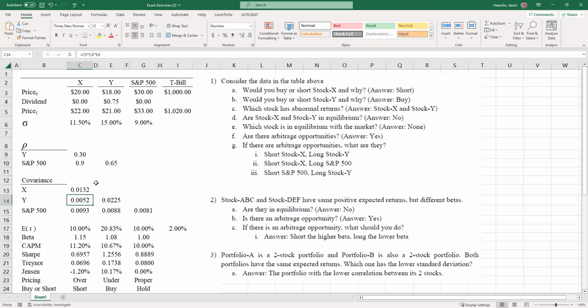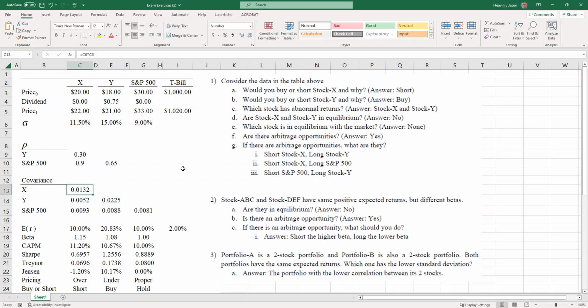But here we're looking for covariance. Okay, so let's say I want the covariance of the S&P 500 with asset X. Same process. The correlation of the S&P 500 with X multiplied by the standard deviation of this asset multiplied by the standard deviation of the other asset, S&P 500 and X. You multiply those three, you get covariance.